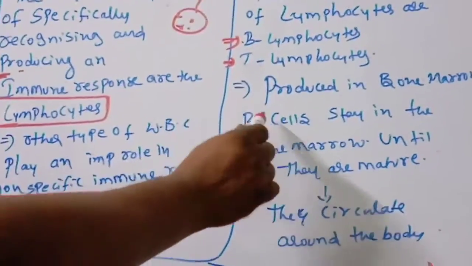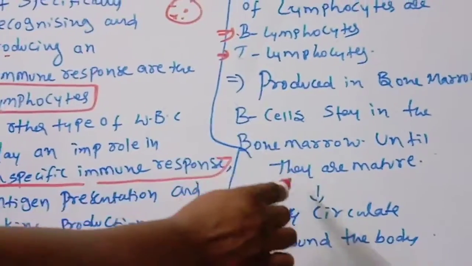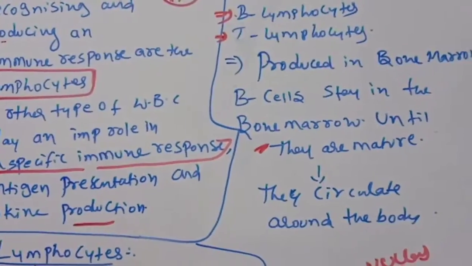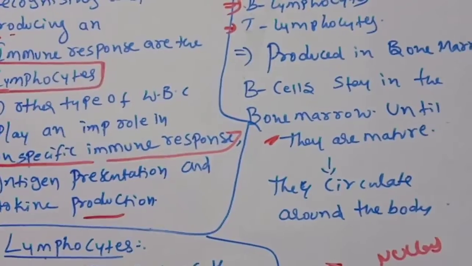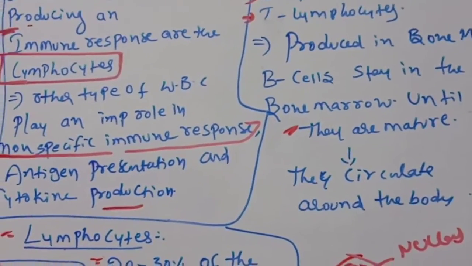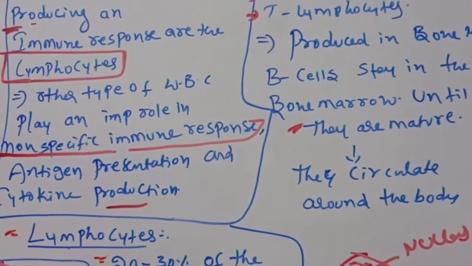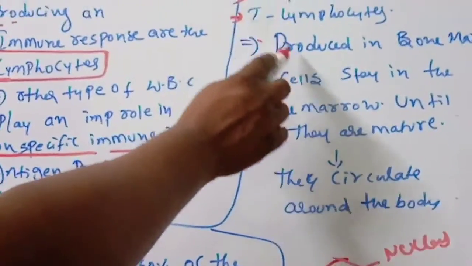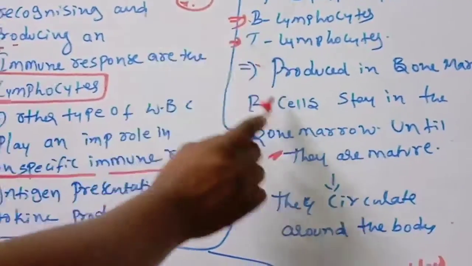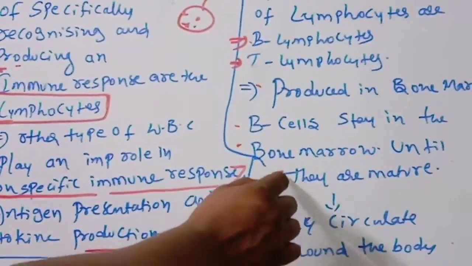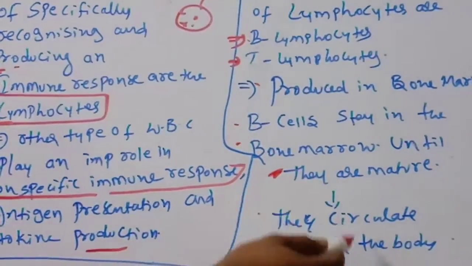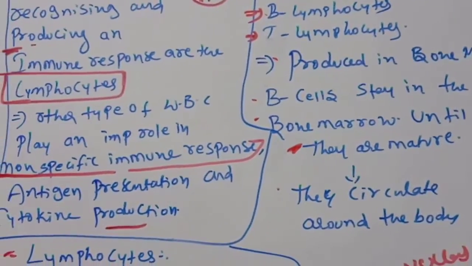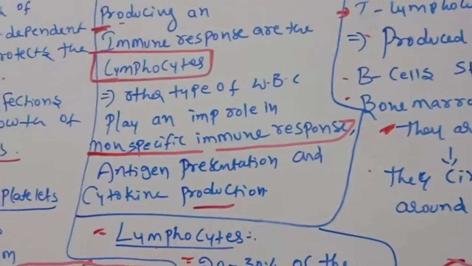They are produced in bone marrow. B cells stay in the bone marrow until they mature. B lymphocytes and T lymphocytes will be produced and mature in the bone marrow. Then they circulate around the body.